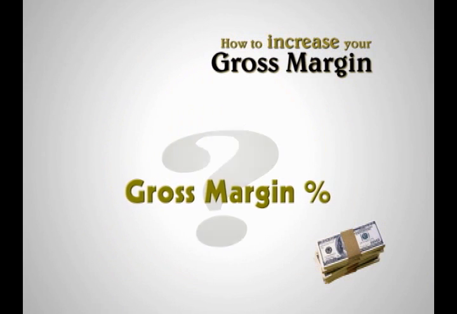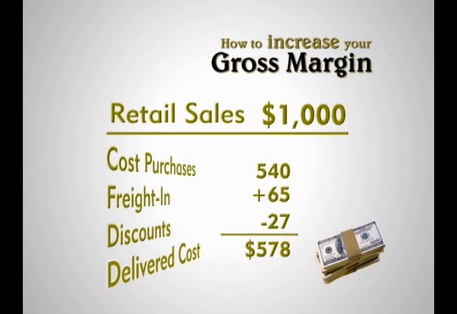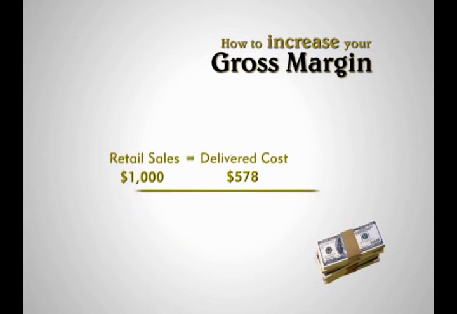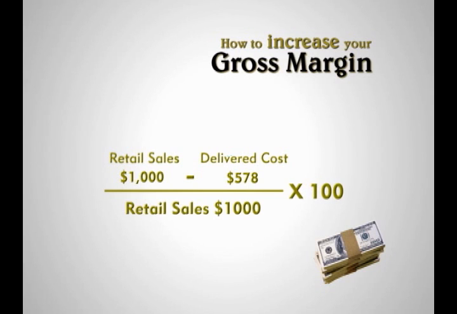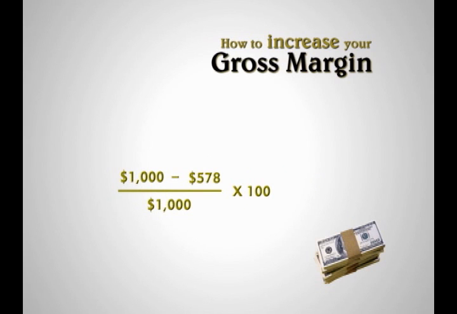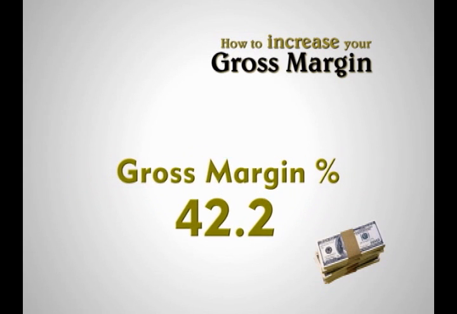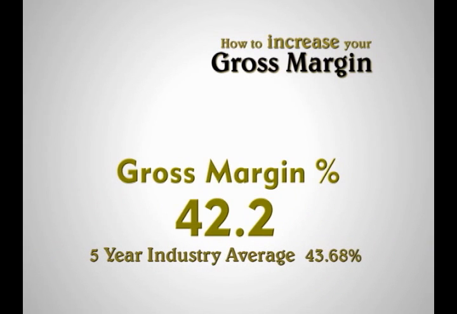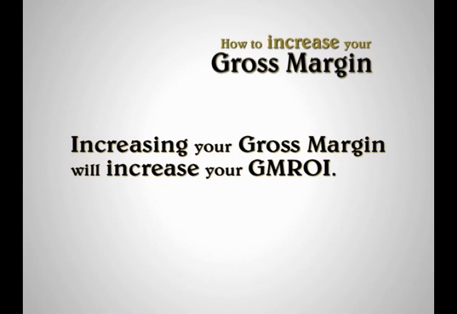So how do we figure our gross margin percentage? We take the retail sales dollars, minus the cost of deliveries and any discounts applicable, and you divide it by the retail sales that you want to achieve. You multiply that times 100, and that's your gross margin percent. In this case, $1,000 minus $578 divided by $1,000 times 100 equals your gross margin percentage, 42.2%. As you can see by the note below, the 5-year industry average for gross margin is 43.68%, according to the NHFA. Increasing your gross margin is going to increase your GMROI.